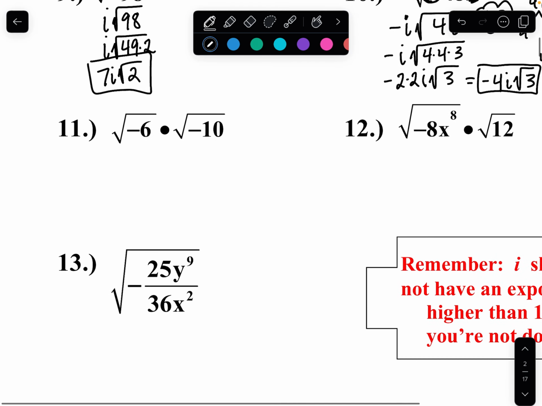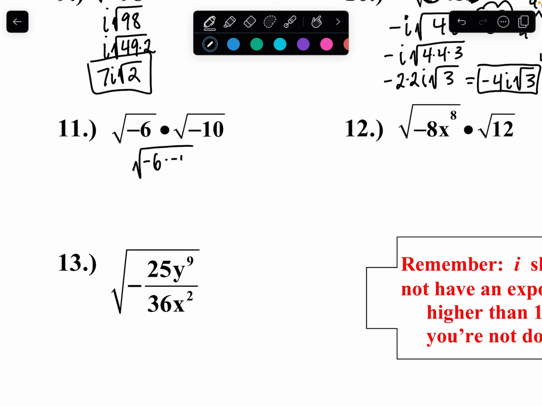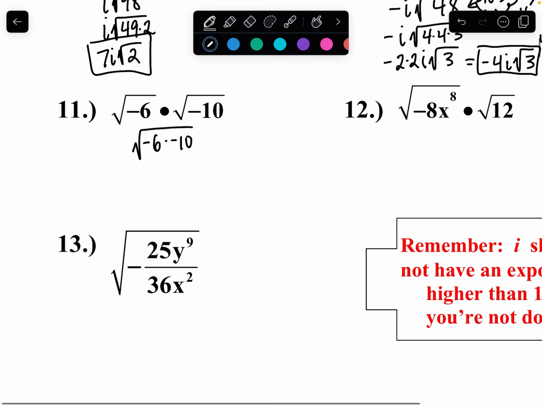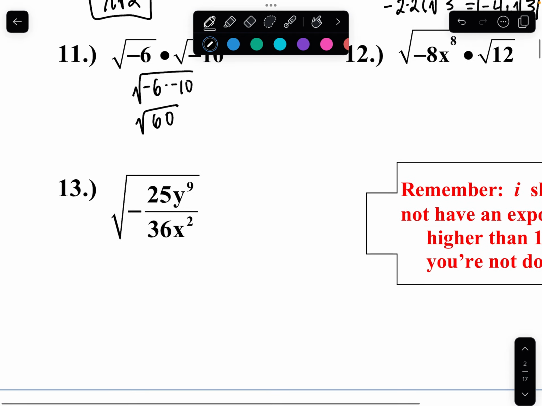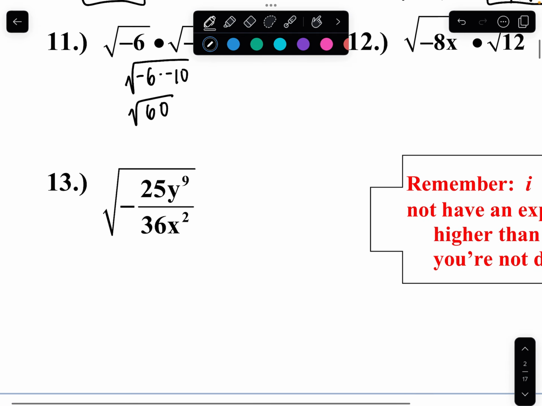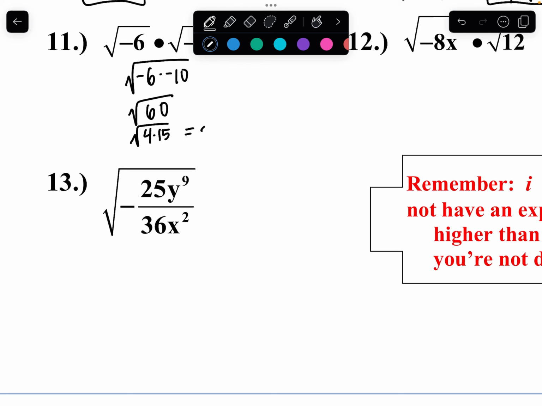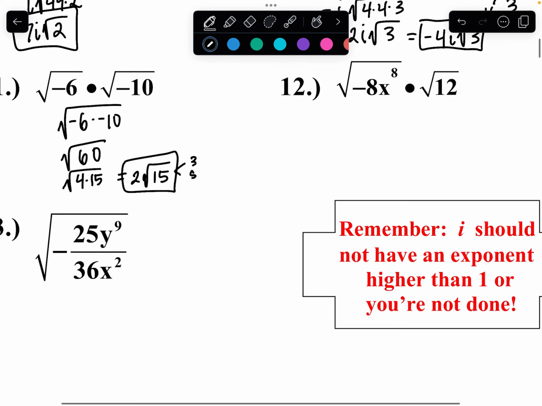All right, here, just like we can break square roots up, we can also combine them together. And so if I do -6 times -10 under the radical, those negatives actually end up canceling out, and it takes us right back to an Algebra 1 problem. And so 60 is the same as 4 times 15, and so that means we can take a 2 out. And then 15 can't be simplified any further. It's just 3 times 5. So this is the best we can do.